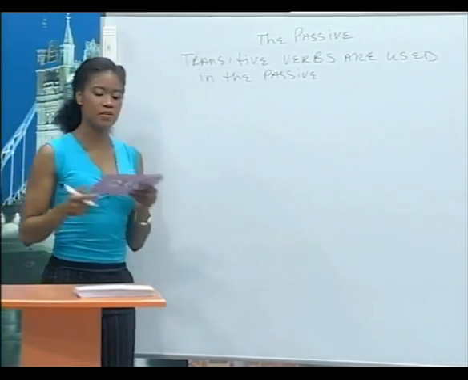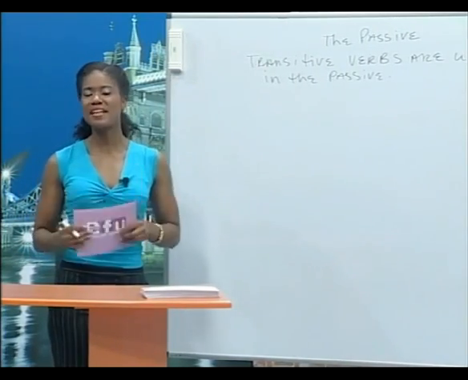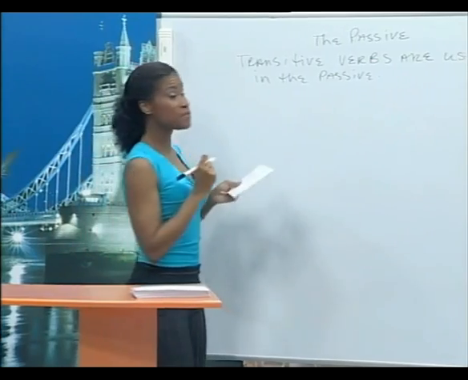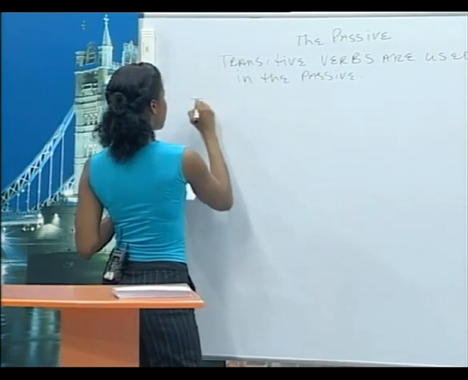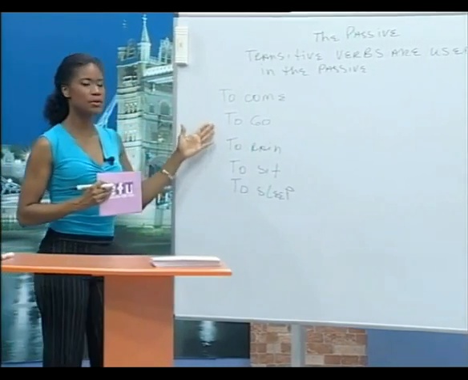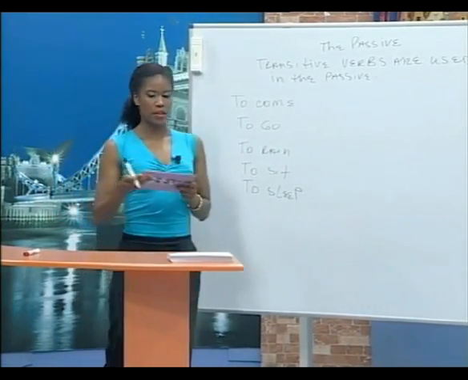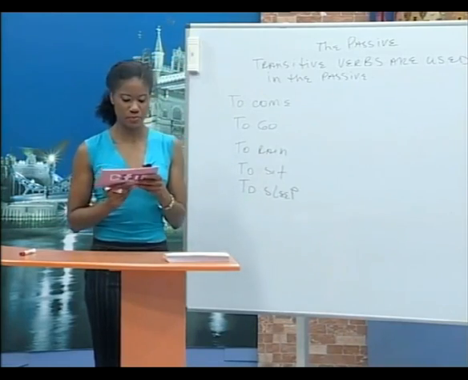Now, an intransitive verb is a verb that is not followed by an object. These verbs cannot be used in the passive. Some examples of these intransitive verbs are to come, to go, to rain, to sit, or to sleep. All right, now we're ready to practice.